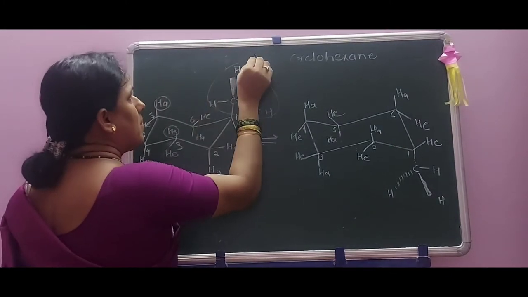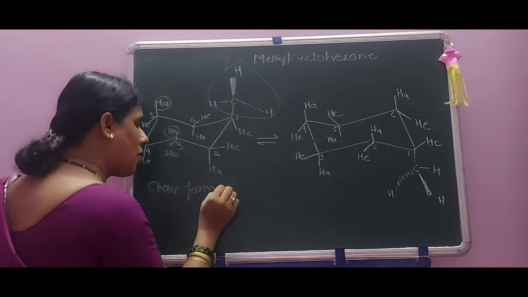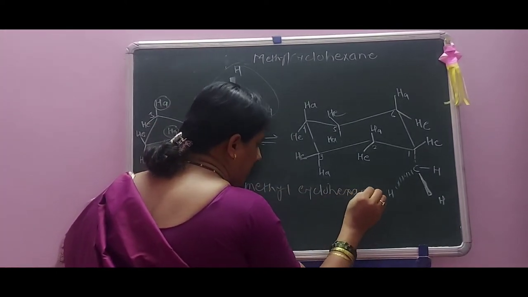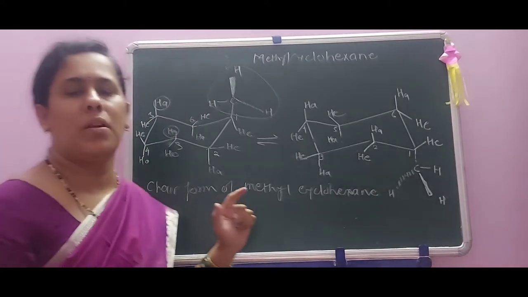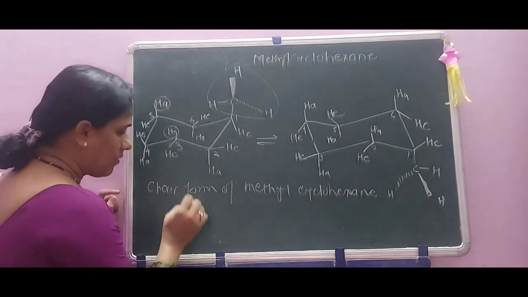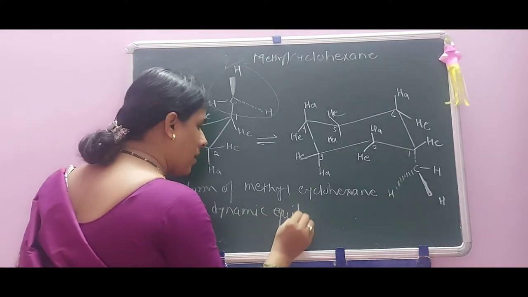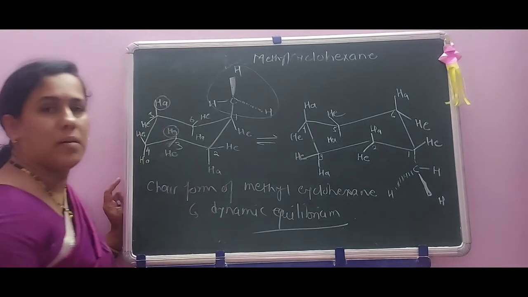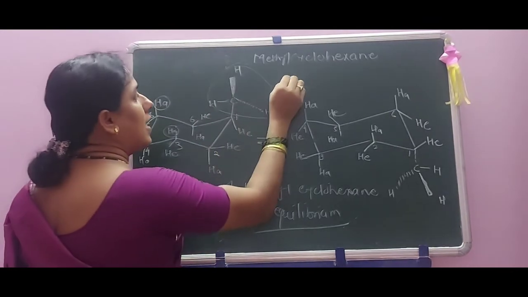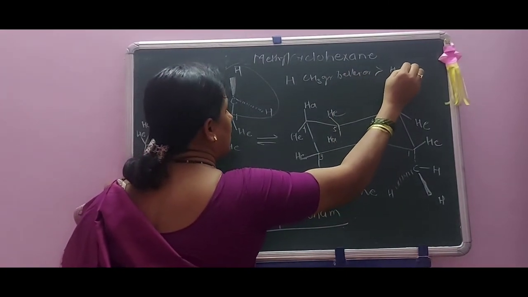Now the case is different for methylcyclohexane. Here is the chair form of methylcyclohexane. At normal room temperature, these two conformers of cyclohexane with a methyl group are in a dynamic equilibrium. As far as the methyl group is considered, it is very, very bulkier than the hydrogen atom. That is, the CH3 group is bulkier than the hydrogen atom.